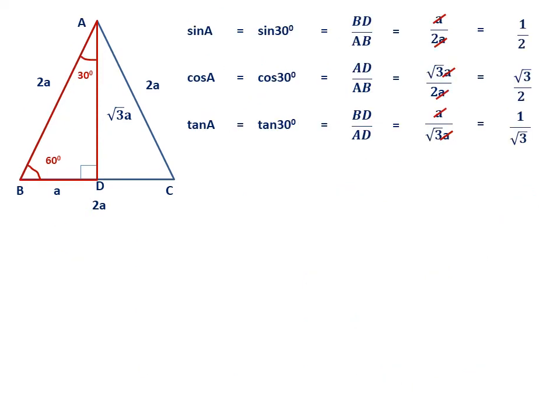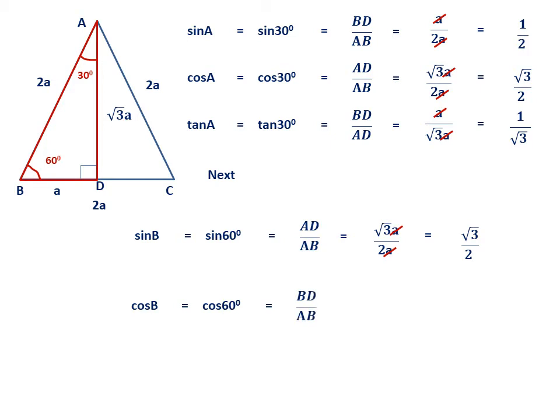Now, we have already seen sine 30, cos 30, tan 30. Now, you take sine B, instead of angle A, you take angle B. Sine B is sine 60. But what is sine B? Opposite side AD divided by AB. Therefore, you get root 3a by 2a. Cancelling a, once again root 3 by 2. Similarly, cos B will be equal to cos 60, which will be equal to BD by AB. Then simplify, substituting, you get 1 by 2.